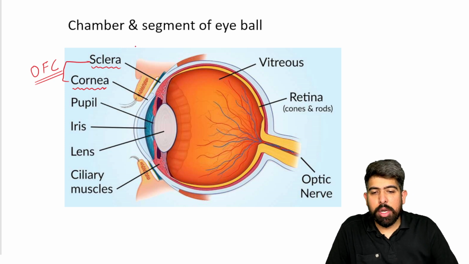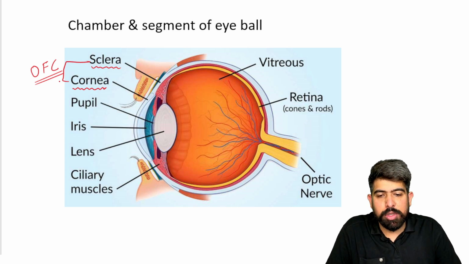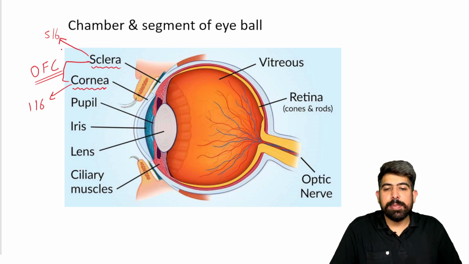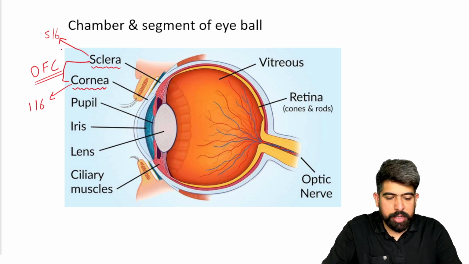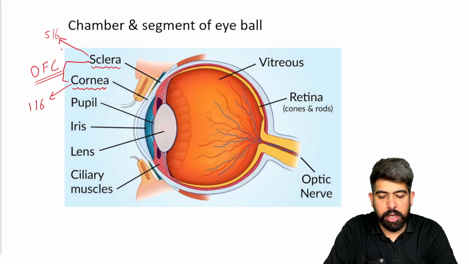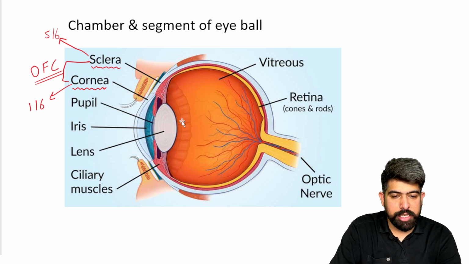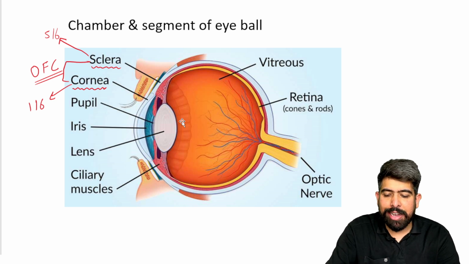If I divide the outermost layer into two parts, the cornea is 1/6 of it, and the other part, the white translucent part, is the 5/6 of our outermost layer. It is the sclera. I think you already know about it, as you had the lecture on it. So your outer fibrous coat has two structures, the cornea and the sclera.